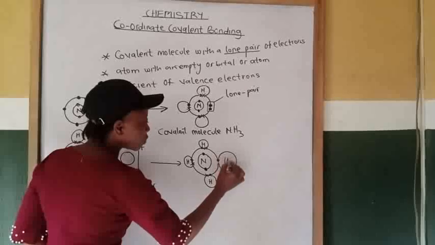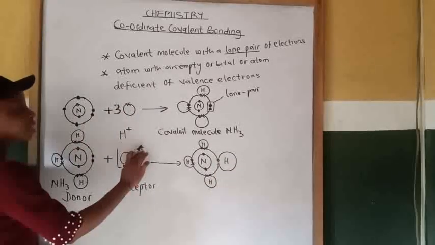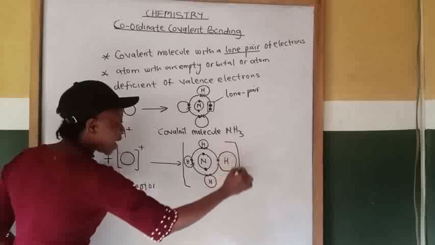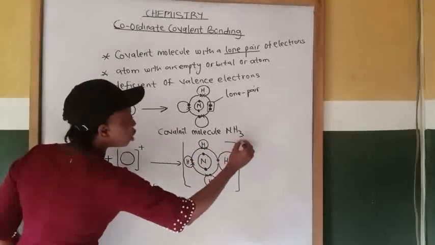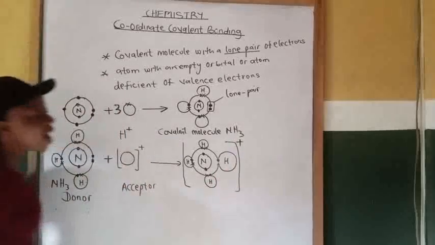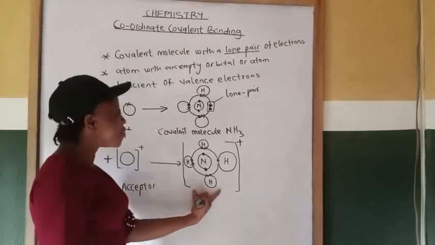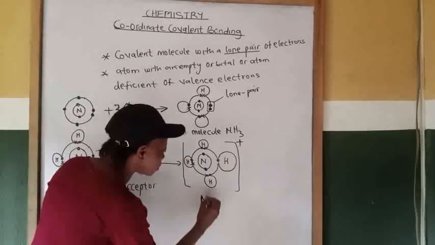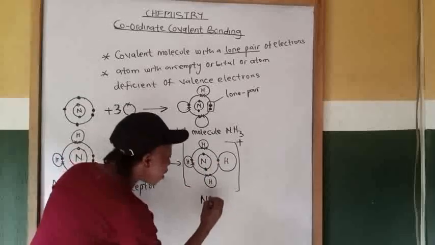So therefore, the electron lost by hydrogen will now hang on the product formed. Now let's write out the molecular formula of this compound. How many nitrogen? We have one nitrogen. Then how many hydrogen atoms? 1, 2, 3, 4. Four hydrogen.